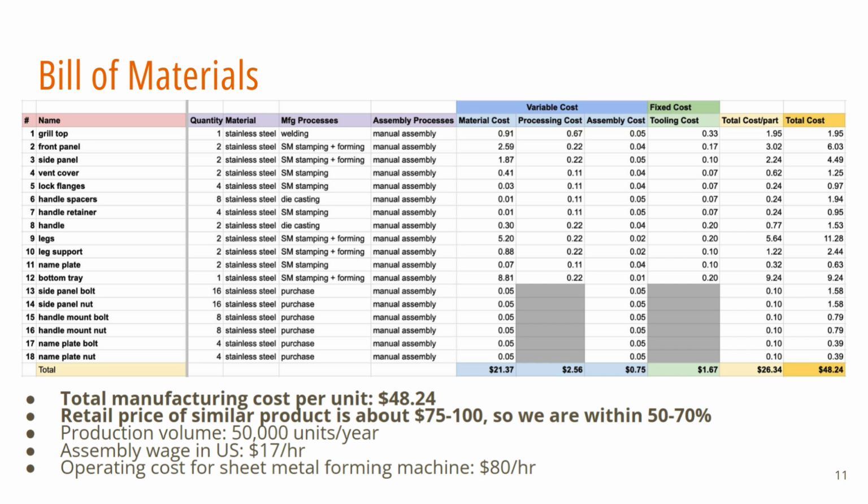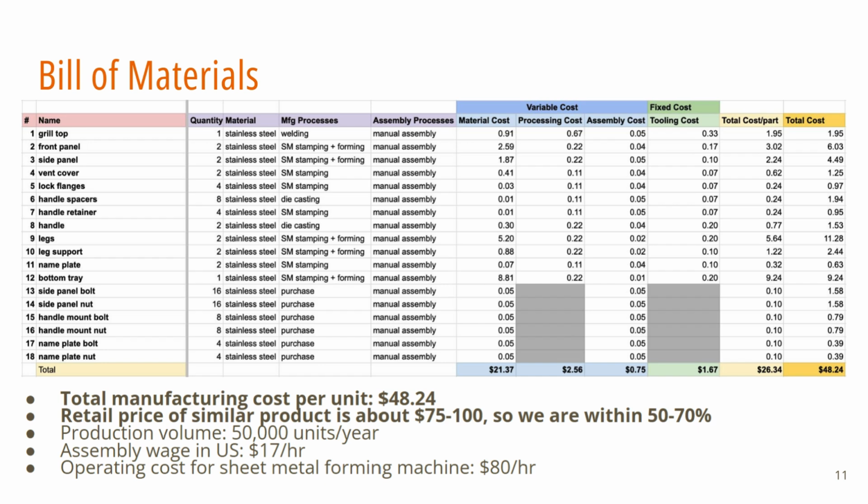As you can see, the total cost to manufacture the grill is $48.24. The average retail price of a similar stainless steel charcoal grill is about $75 to $100, and therefore our cost estimate is within 50 to 70% of this estimate. The majority of our total cost estimate comes from the material cost due to our chosen material being stainless steel. Because of this, we see a lot of the larger parts, such as the bottom tray and legs, have a higher total cost.